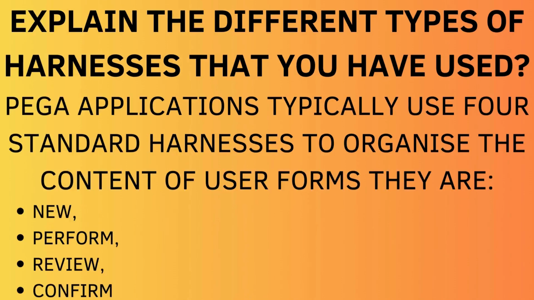Explain the different types of harnesses that you have used. Pega applications typically use 4 standard harnesses to organize the content of user forms. They are New, Perform, Review, Confirm.